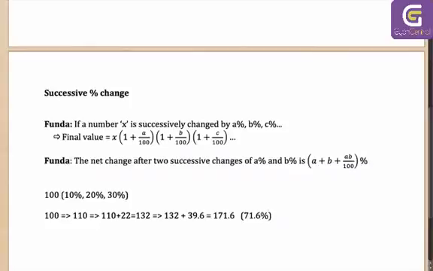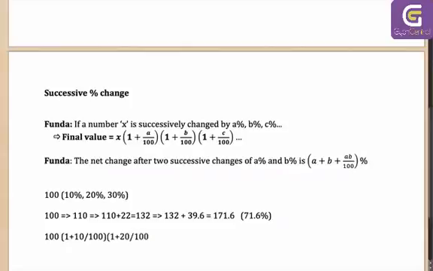As you can see here, 171.6 is not a 60% change, but a 71.6% change. You could have calculated this by the formula also, the formula that I have mentioned here. Let's see how. Original value you have taken as 100 into 1 plus 10 by 100 into 1 plus 20 by 100 into 1 plus 30 by 100, which if you notice carefully is nothing else but 100 into 1.1 into 1.2 into 1.3.